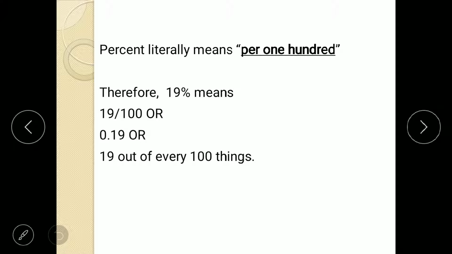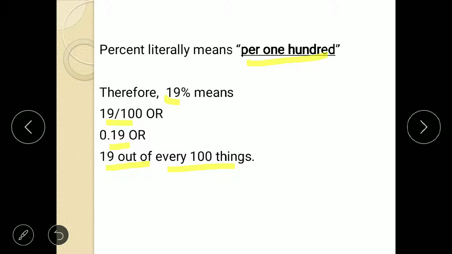Percent literally means per 100. This point is very important. Whenever we say 19% or some percent, it means 19 per 100. That means 19 divided by 100. Now 19 upon 100 can be converted into decimals as 0.19, or 19% out of every 100 things. If we have 100 things with us and we are picking 19 out of it, we'll say it's 19%, or in other terms, 19 divided by 100. All these three things are almost similar, so you can understand it in any of these ways.